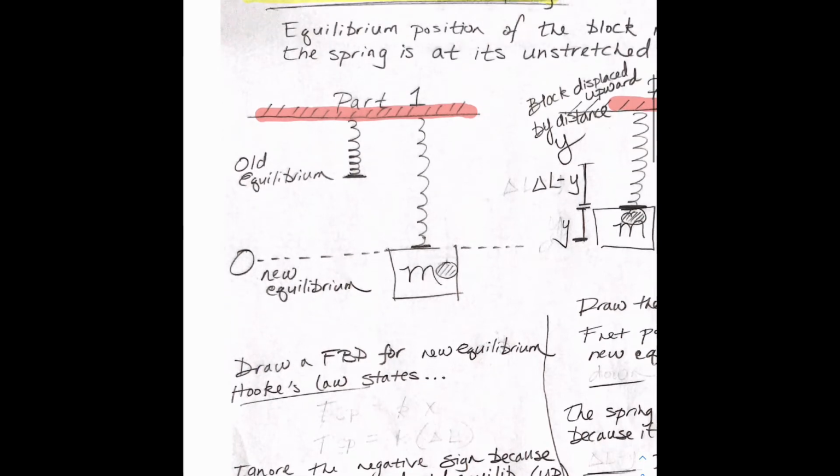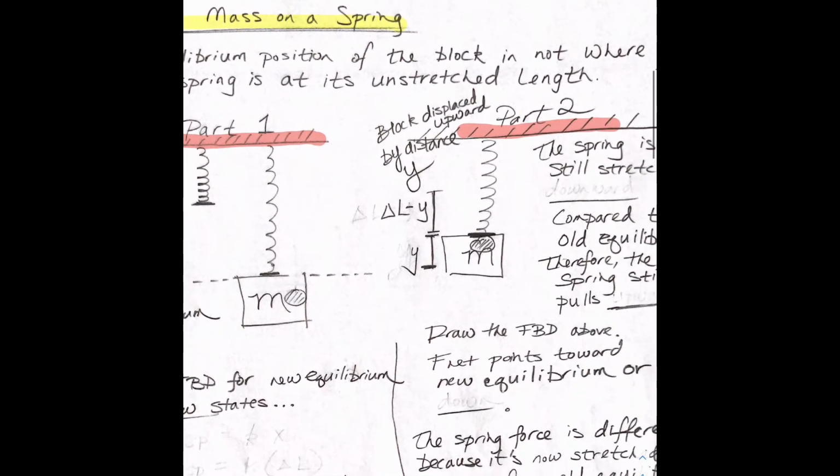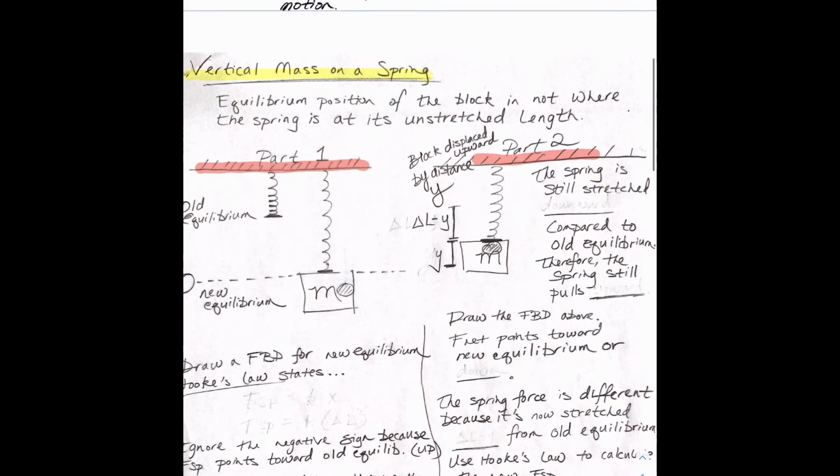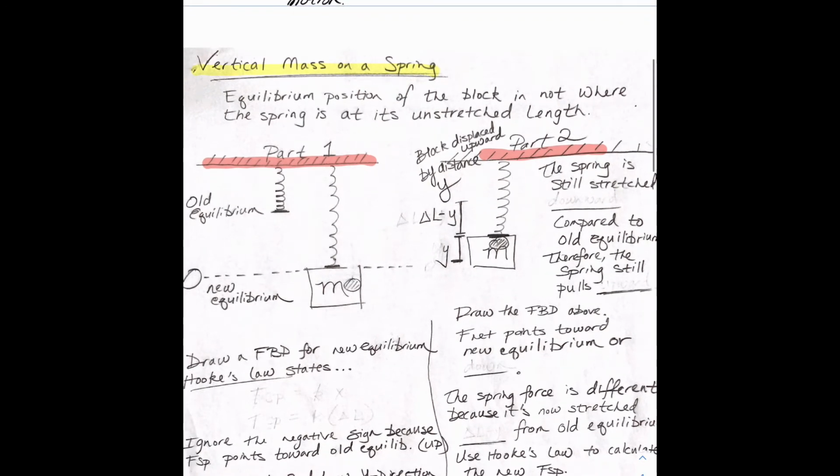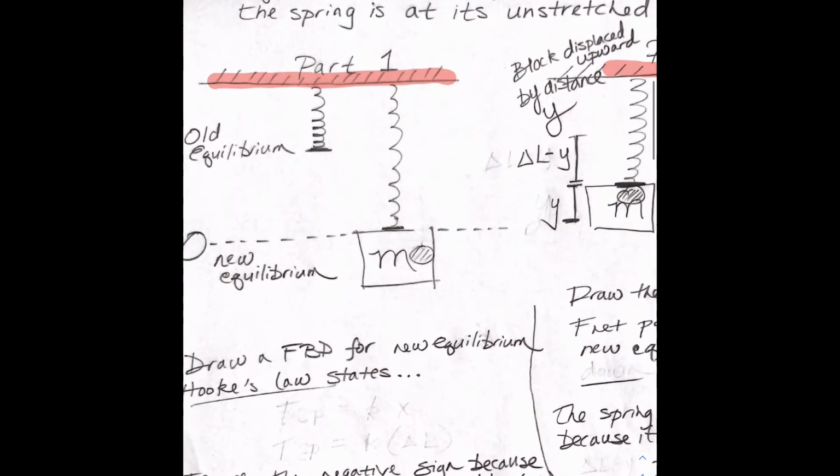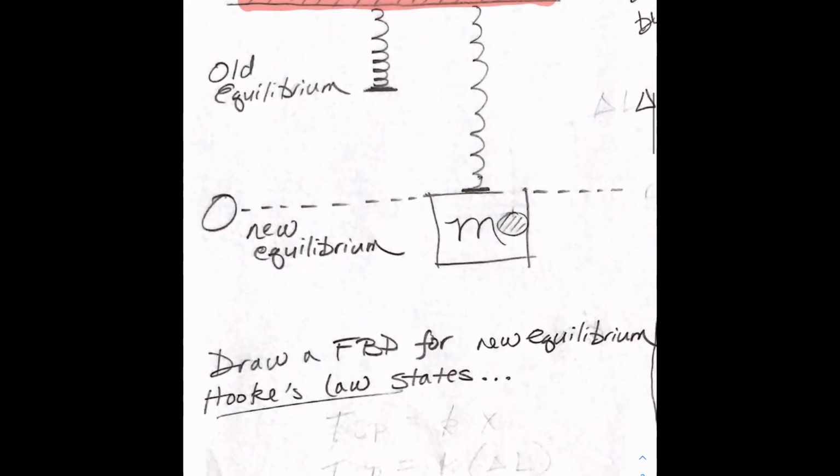So what we have here, and it says up here, the equilibrium position of the block is not where the spring is at its unstretched length. Okay, so what we have down here is 2 equilibrium positions that we're going to think about. And this is confusing, so we want to clarify which one is important here, right? But to do that, we're going to go through and solve and look at what's actually happening.